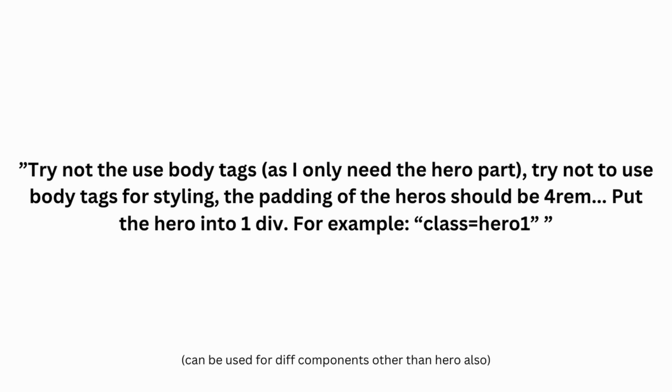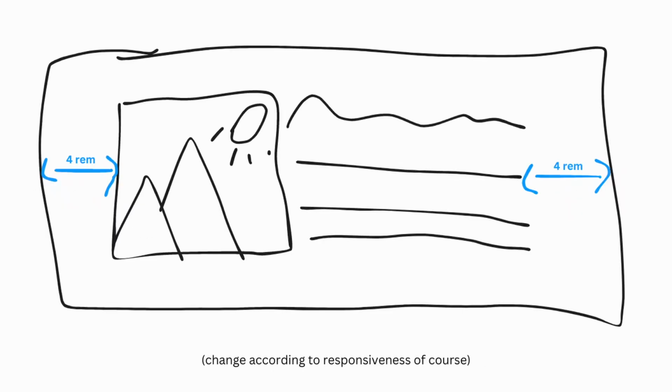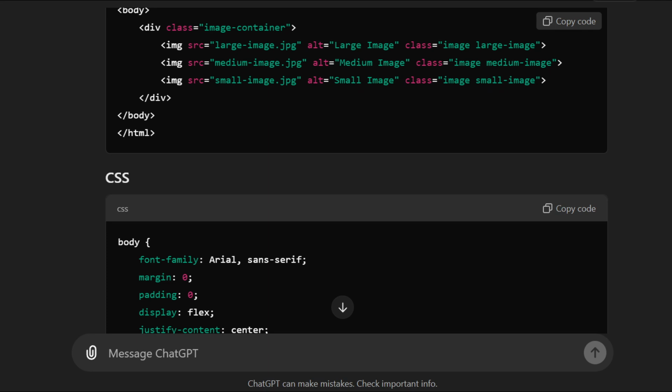The padding of the hero should be 4 rem. Put the hero into one div, for example, class equals to hero1. 4 rem is just my preference for the space between the screen edge and the element. Put whatever number you like. Then it will spit out some code, and I will just copy and paste it inside my file.